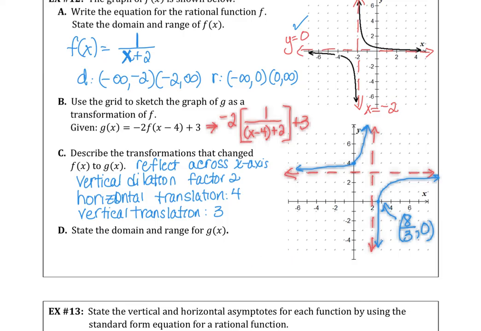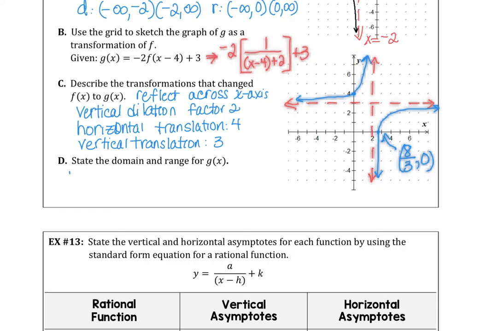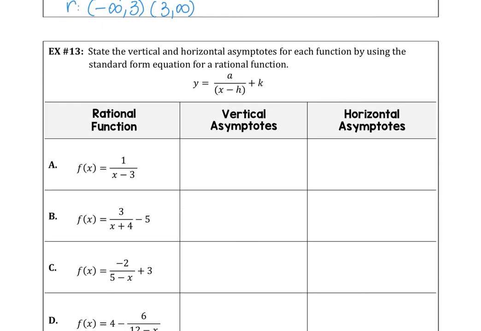Let's look at that. So the domain for g of x is going to go from -infinity to 2, and then from 2 to infinity. And the range for g of x is going to go from -infinity to 3, and then from 3 to infinity. Finally, on example 13, we want to figure out some of these patterns.